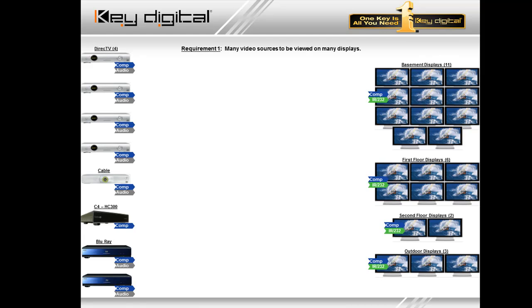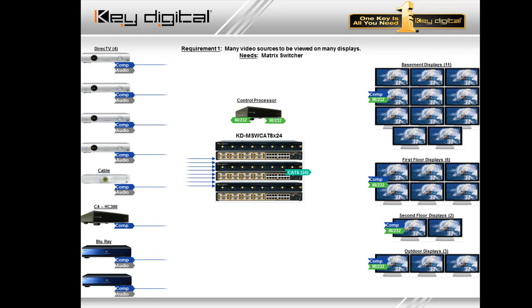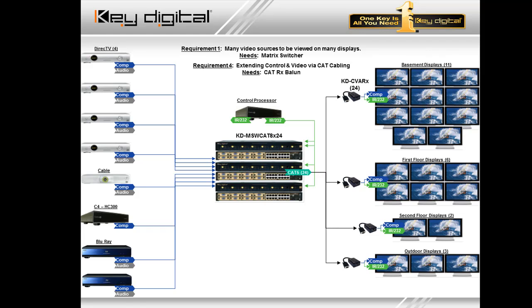Let's go ahead and start populating this system design. We start with what's on the outside, the sources and the displays. Requirement number 1, many video sources to be viewed on many displays. Of course, many-to-many requires a matrix switcher. KD-MSW-CAT 8x24 features CAT built in. So now as we go to the extending control and video via CAT cabling, we're going to utilize the KD-CVA-RX to extend and marry in cleanly with that matrix switcher. No need for the additional transmitters built into that equipment rack. It is part of the matrix, if you will. They are built in as the outputs of that matrix.